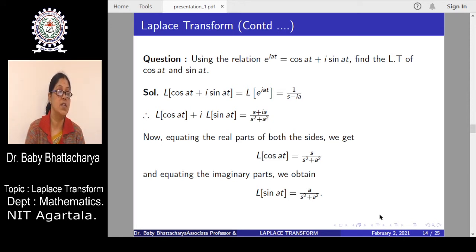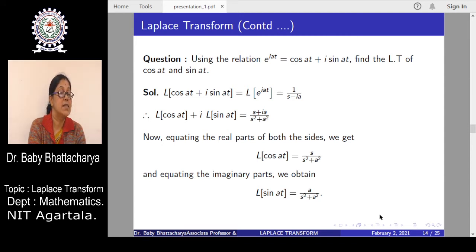Only we have to apply here the relation e to the power i at is equal to cos at plus i sine at. Now what we are doing, we are taking the Laplace transformation of both sides. In the left hand side, we are applying the linearity property for cos at plus i sine at. So that is coming as Laplace transformation of cos at plus i times Laplace transformation of sine at. In the right hand side, we have Laplace transformation of e to the power i at. We know for this exponential function the Laplace transformation is 1 by s minus i a.